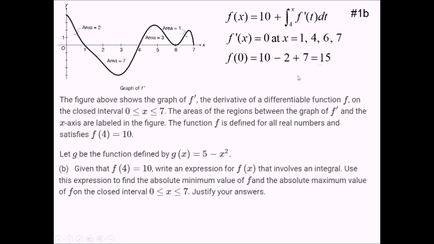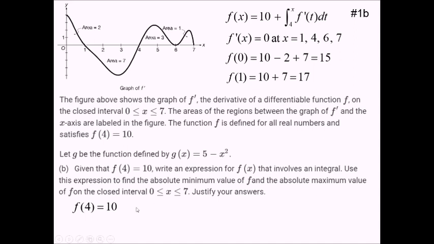Next, we're going to test out f of 1. That's going to be 10, and now we're just going to be doing plus 7 to get from 4 back to 1. So that's 17. Next, we had 4 as our next critical value. So that's going to be, well, actually they gave us that. f of 4 is 10, they told us. So no need to do any more work on that one.